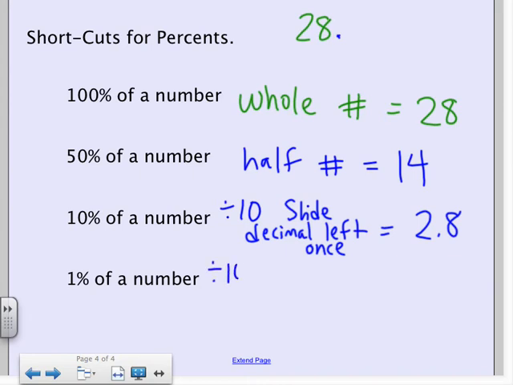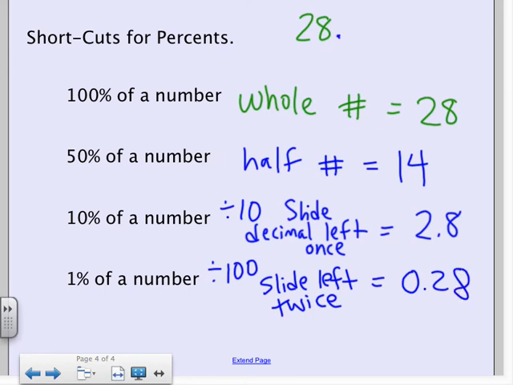1% would be divided by 100. So now I'm going to slide the decimal place to the left twice. So if I slide left twice in this case, I'm going to end up with 0.28. So 1% of 28 is 0.28. Okay, so those are some good shortcuts to know. It can save you a lot of time and is easy mental math to do if you think about it. Okay, so make sure you write those shortcuts down.